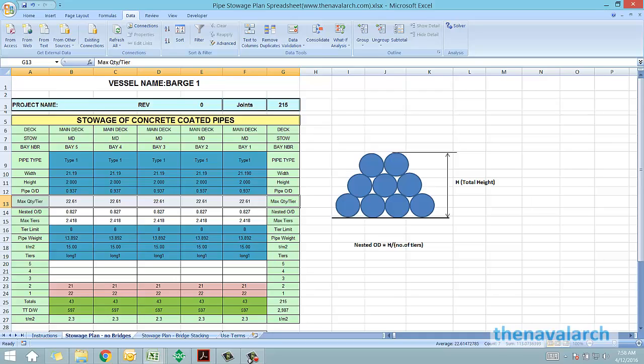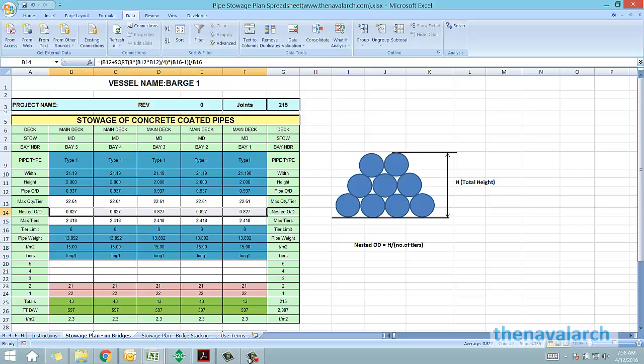Next it calculates the nested diameter of the pipe. When pipes are stacked above one another, they sit in the grooves created in between. Thus their effective diameter reduces. This is called nested diameter. The number of tiers of the pipe is determined by dividing the bay height by the nested diameter. Let's say this number is N1.